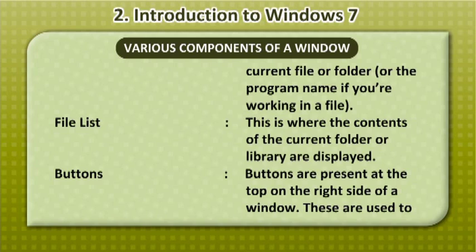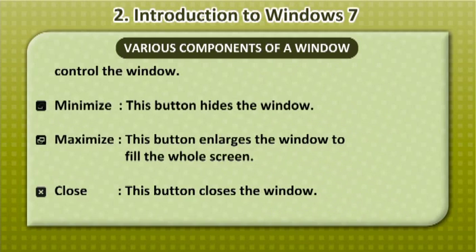Buttons. Buttons are present at the top on the right side of a window. These are used to control the window. Minimize. This button hides the window. Maximize. This button enlarges the window to fill the whole screen. Close. This button closes the window.